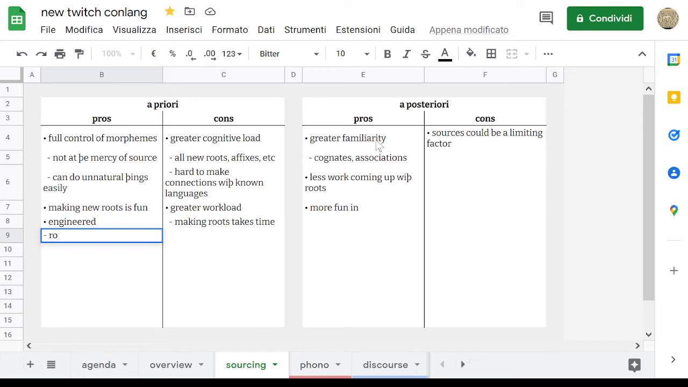Some examples of engineered languages that are a priori might be Rho. There's this language called Rho. I don't remember the name of the linguist who made it. It was made quite a long time ago. But the idea of it was that every noun would be a description of its categorization. So I can't think of any examples off the top of my head. I don't know this language. I just know of it and have looked into it before.